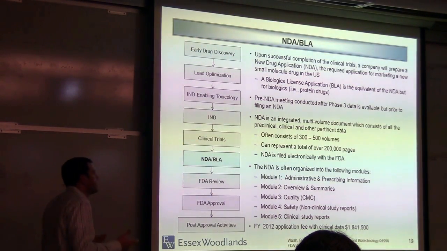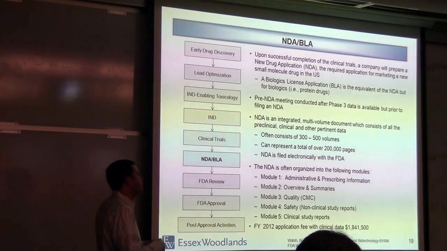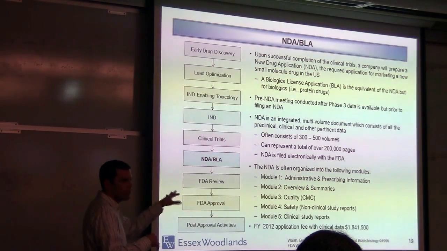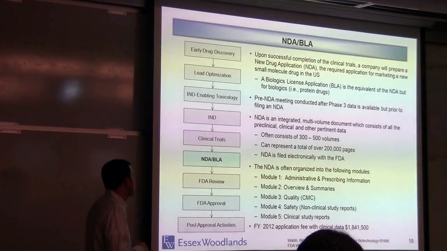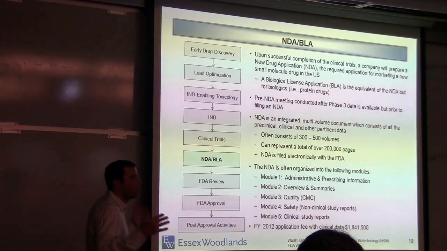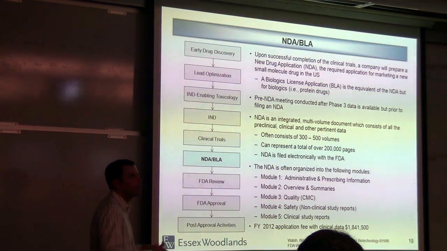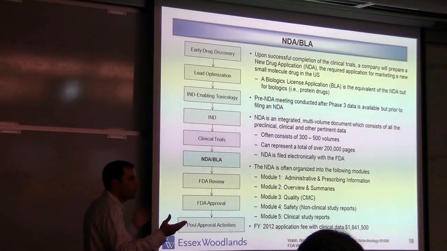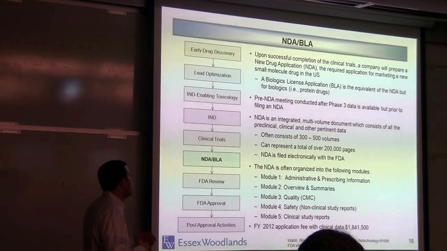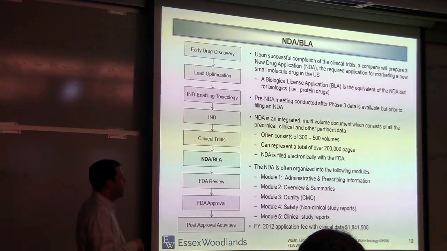The NDA is organized into several modules: administrative, kind of overview, your quality, so your CMC, which is really your manufacturing package. Because at this point in time, you're manufacturing this at a very, very large scale. You're using a lot of drug product because you're trying to satisfy patients all over the world. Your safety, your clinical study reports.